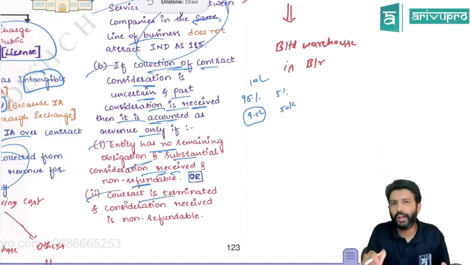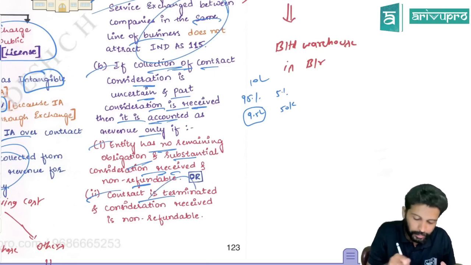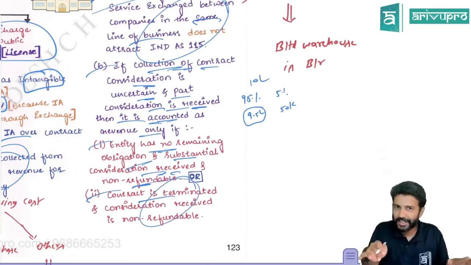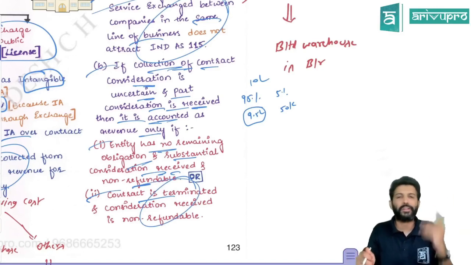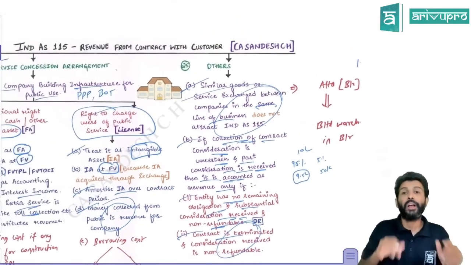The contract got terminated, and whatever consideration you have received is non-refundable. Okay, the contract got cancelled midway, whenever it is, and whatever consideration you have received is non-refundable. In that case, whatever consideration you have received, you can book it as revenue.